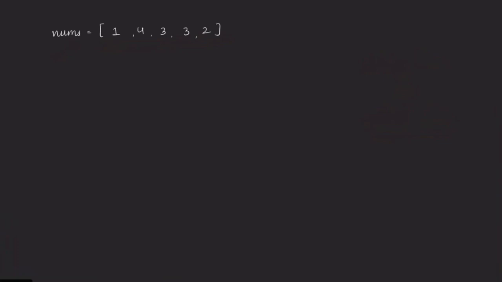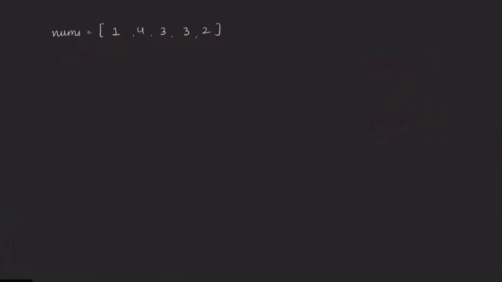First of all, what is a subarray? A subarray is nothing but when we take some continuous set of numbers from the array. Basically 1, 4, 3. This is a subarray. 1. This is a subarray. 3, 3, 2. This is a subarray. But 1, 4, 2. This is not a subarray because the numbers are not continuous in the nums array.